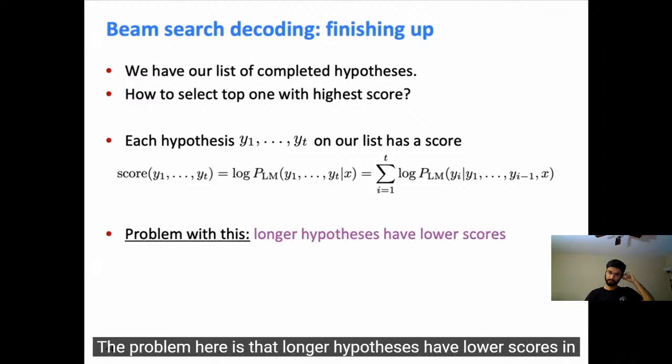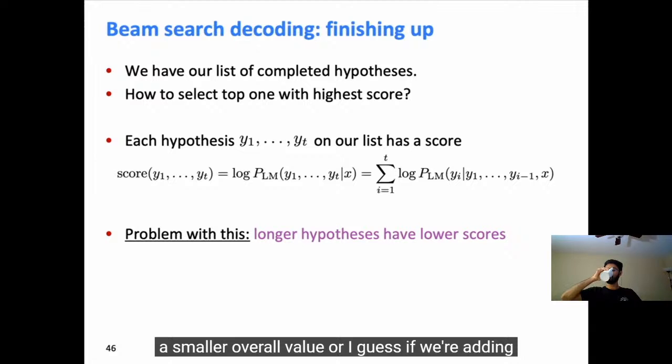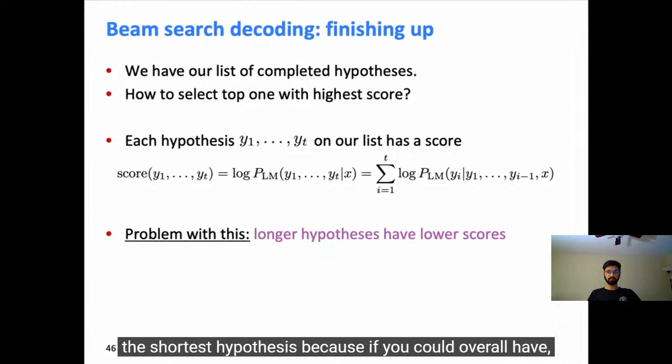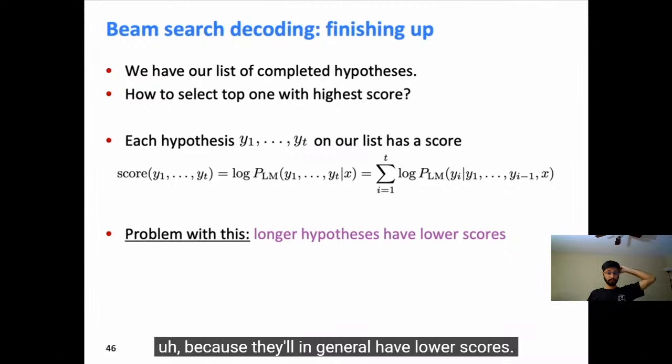The problem here is that longer hypotheses have lower scores in general because you're multiplying more probabilities, so you're getting a smaller overall value. Or I guess if we're adding log probabilities, you're going to get a more negative value. So it's not quite that you'll definitely choose the shortest hypothesis because you could overall have a lower score, but there's definitely going to be a bias towards shorter translations because they'll in general have lower scores.